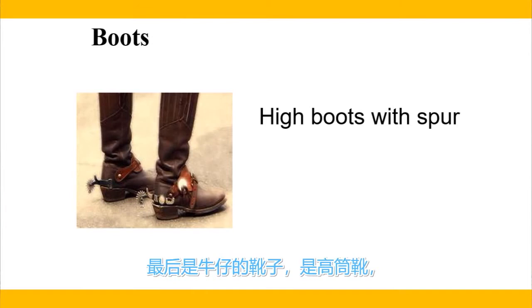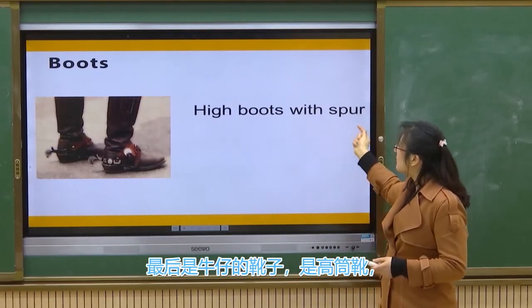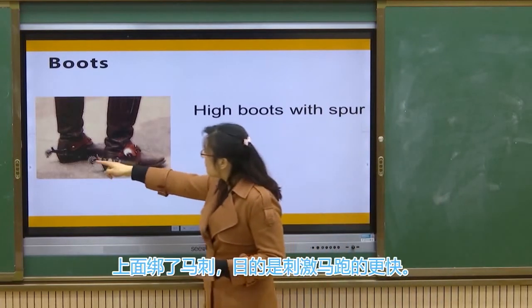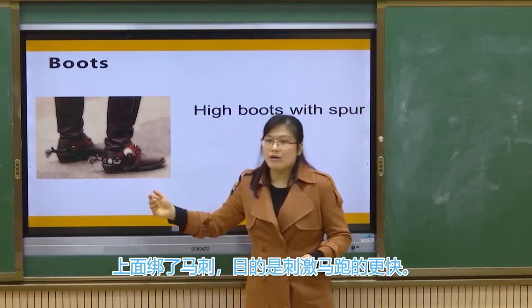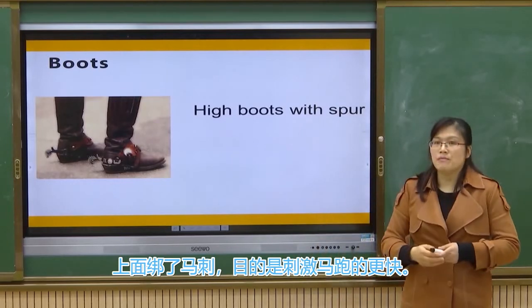And last, we'll look at the boots of cowboys. They were high boots with a spur. Spur, look at this one. The purpose of wearing a spur was to make the horse move fast.